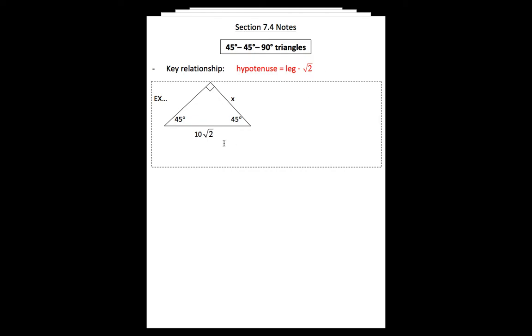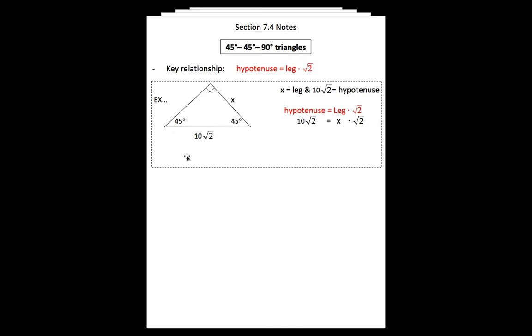So in this example, I've got one side that is 10 root 2 units, one side that's marked x, and we're going to find the length of x in this 45-45-90 triangle. So first of all, let's identify the parts. I know that x is a leg, because it is opposite a 45-degree angle. This other side that's not marked would also be considered a leg because it has to also be x units in length. Then the side labeled 10 root 2 units long is the hypotenuse because it is opposite the right angle. The side opposite the right angle is always your hypotenuse.